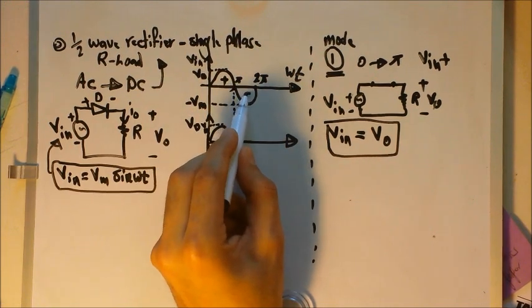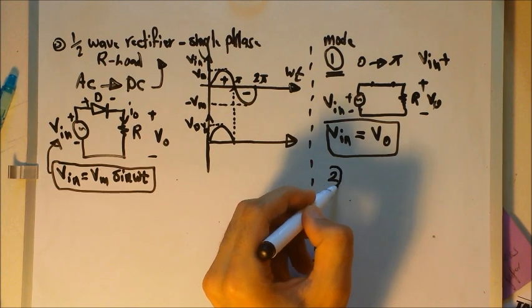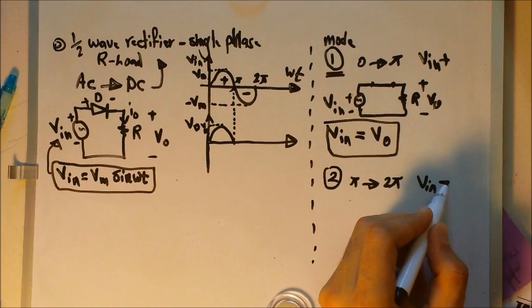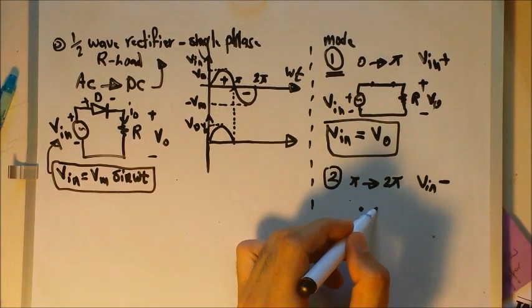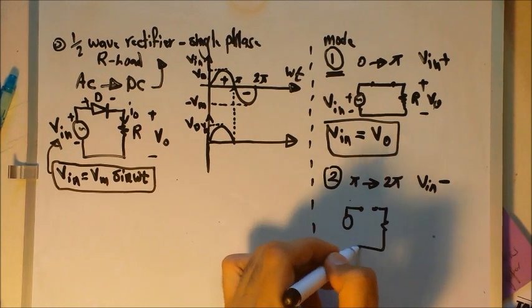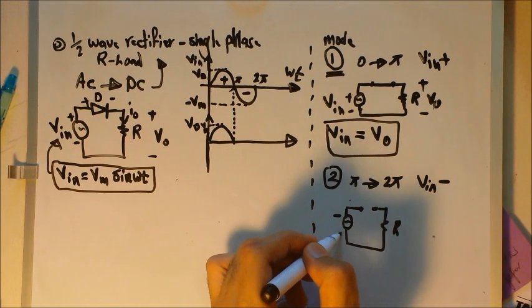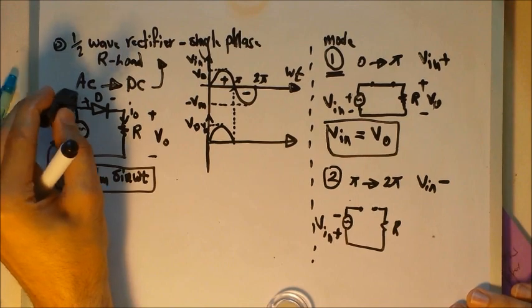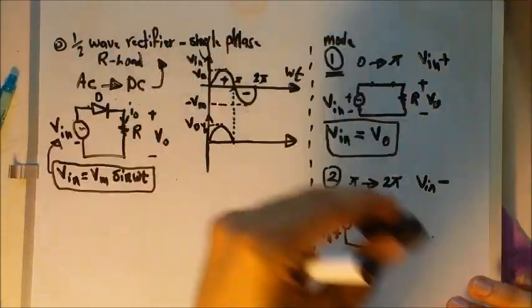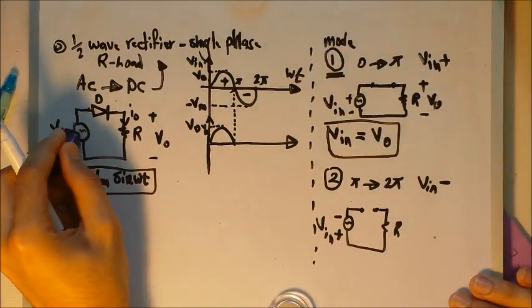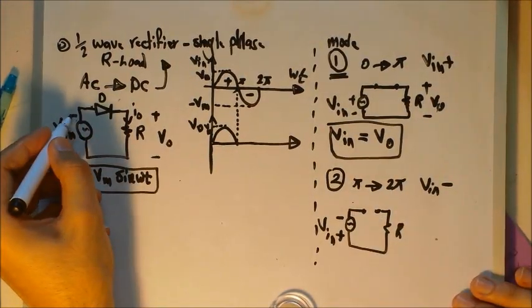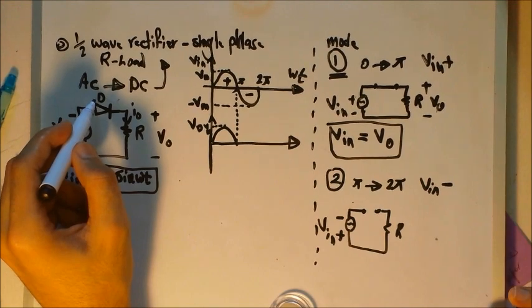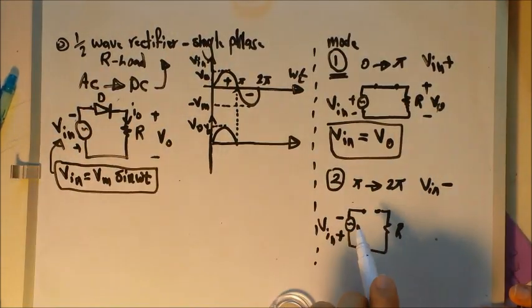Now, in the second half cycle, which is mode 2, between pi to 2 pi, V input is negative. So in this case, you see here, it's negative, this positive. Because the source changes its direction, so this negative, this positive, the diode will not conduct any current, so the diode becomes an open circuit.